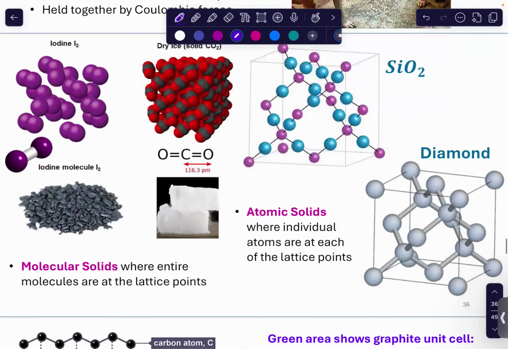We have molecular and atomic solids. What do you think the difference between those is? Again, you see the dry ice show up again. There you see solid iodine and its unit cell. Then you see silicon dioxide and diamond. What's the primary difference between those two? Molecular solids, atomic solids. Oh, wait till you take biochemistry and you have to do amino acid crystals.